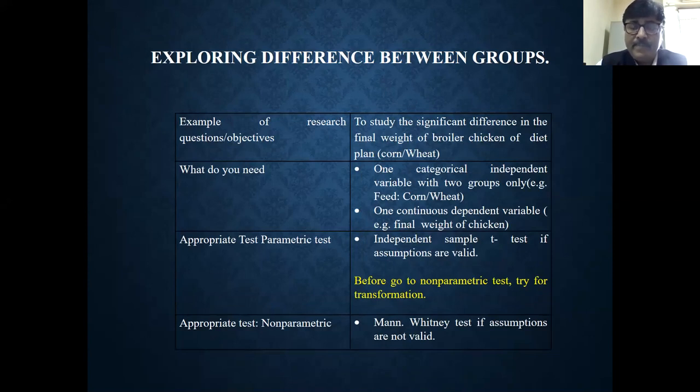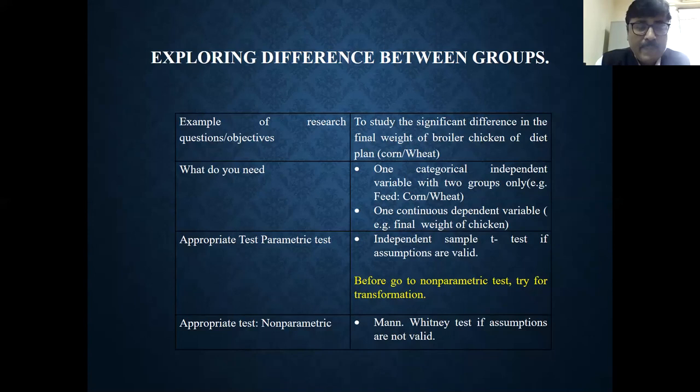Now, here is the gender of the respondent, male, female. Here we check whether there is a difference or not between male and female, or whether there is a difference between cow's milk and buffalo's milk. If you have such kinds of research question, again your test will change. This is now exploring the difference between groups.